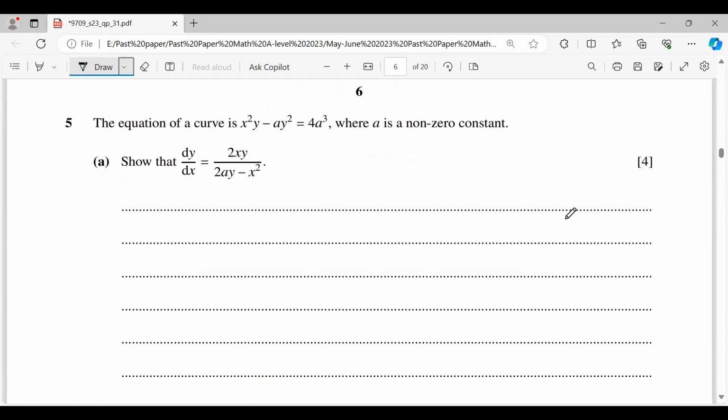Five, the equation of a curve is x squared y minus ay squared equals 4a cubed, where a is a non-zero constant. Show that dy/dx is 2xy over 2ay minus x squared. So we are going to find the first derivative of this equation.